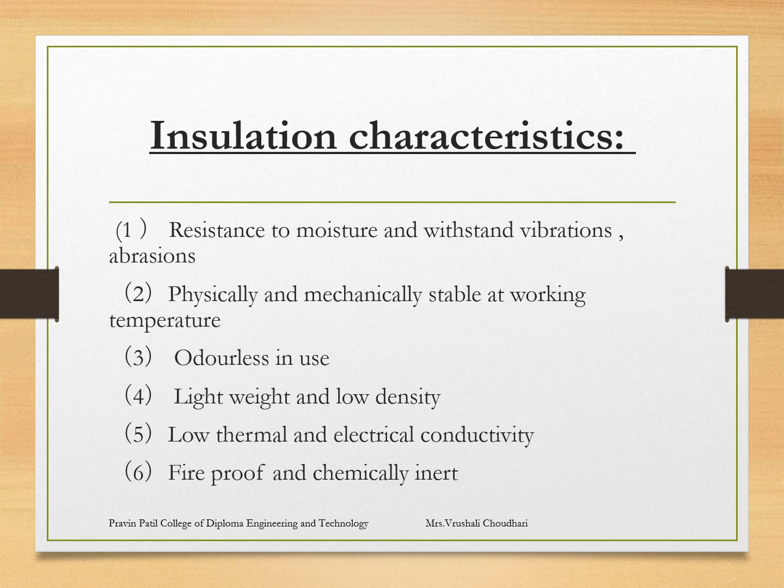What are the characteristics of an insulator? They must resist moisture and withstand vibrations and abrasions. Resistance to moisture means what? In the presence of moisture, conductivity increases. So it is not acceptable for insulating material to absorb moisture. Just take the example of wood. Wood is an insulator, but in the presence of moisture, conductivity may increase. So we do not use wood as an insulator for electrical purposes. There is a chance of shocks.